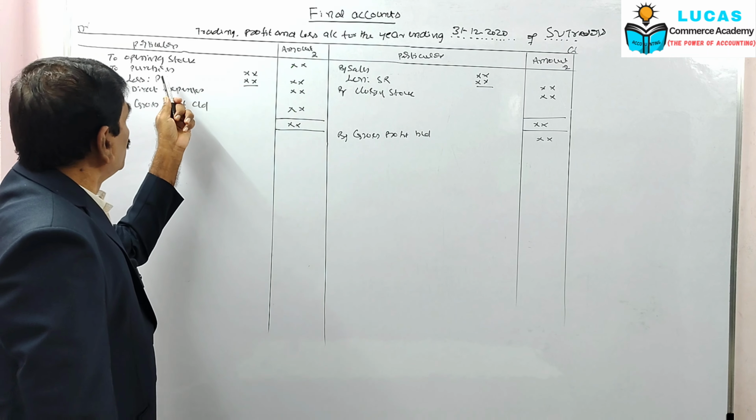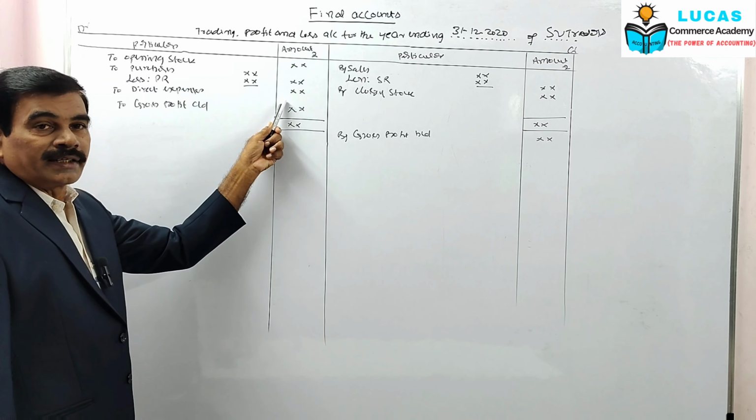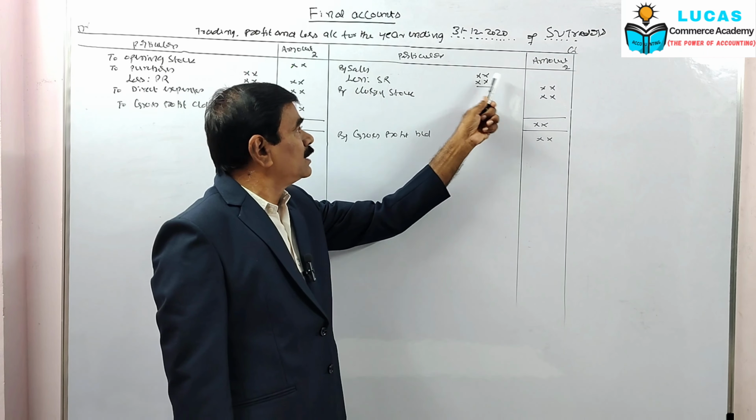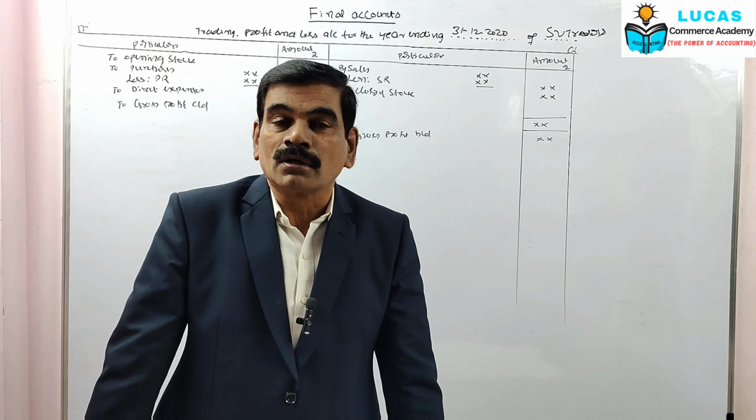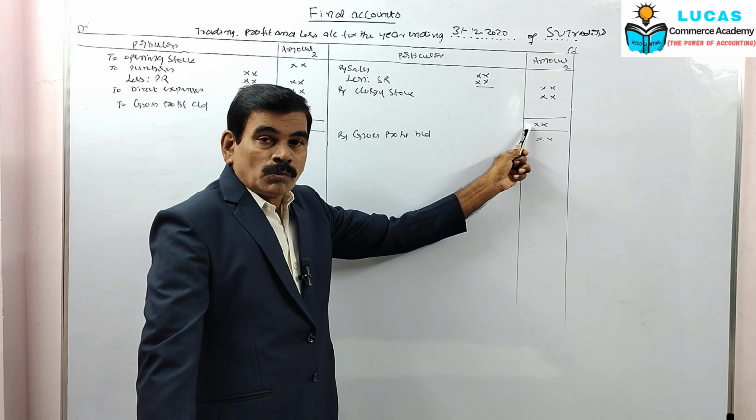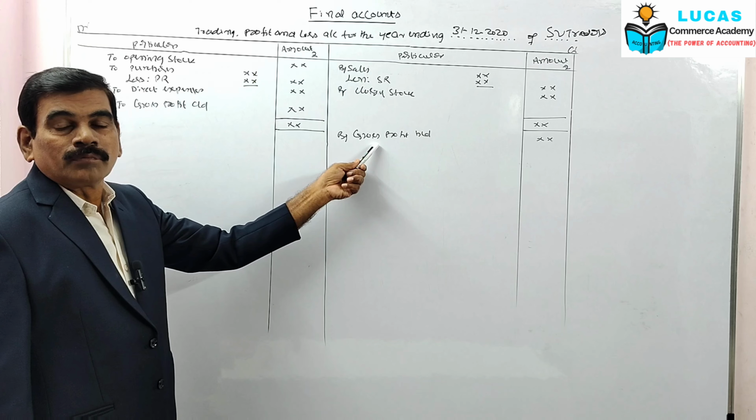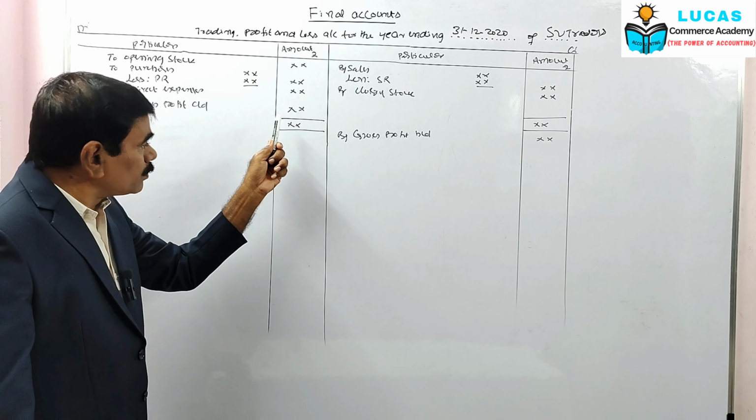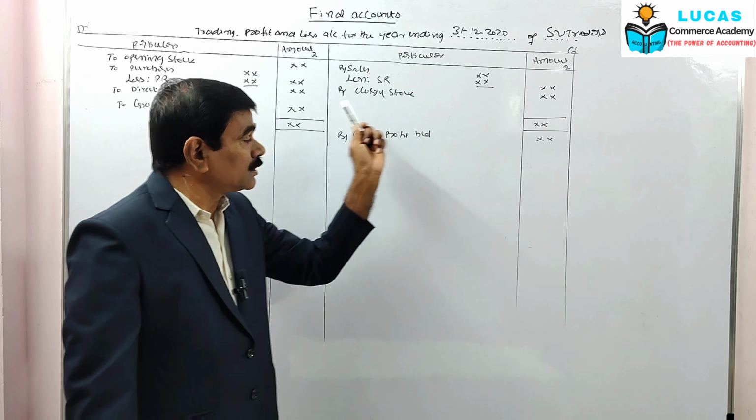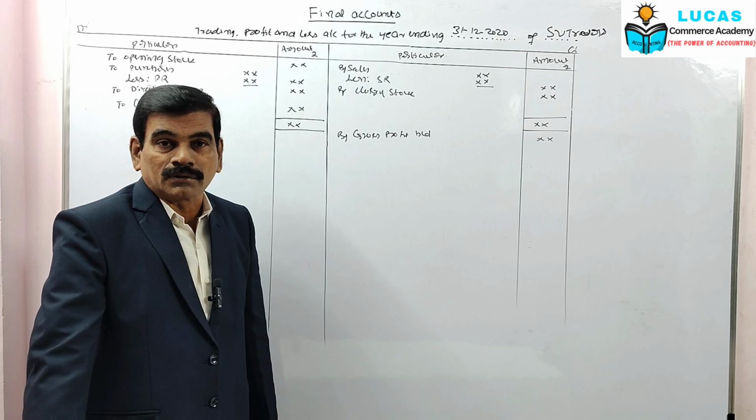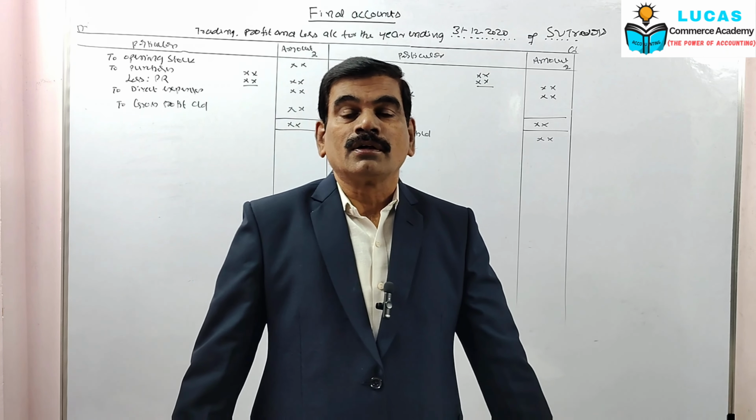The first part is the trading account. In the trading account, the first item is opening stock, the second is purchases, the third is direct expenses. On the credit side, the first item is sales, the second is closing stock. The balance of this account indicates gross profit or gross loss. If the credit side total is more than the debit side, the balance indicates gross profit, which is to be transferred to the profit and loss account. If the debit side total is more than the credit side total, the balance indicates gross loss. That gross loss also should be transferred to the profit and loss account. Now we are going to discuss the profit and loss account.